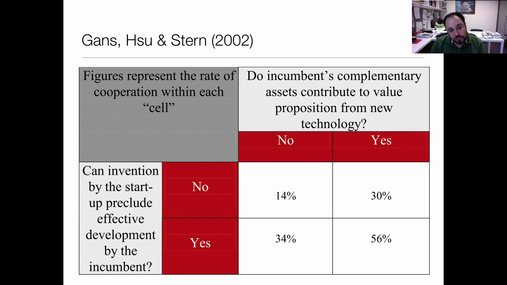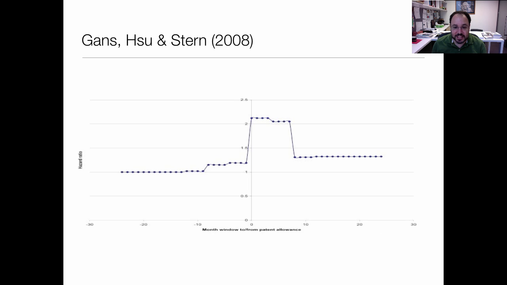You could also have a situation where we asked, can the invention by the startup preclude effective development by the incumbent? Now, there are a few ways in which that can occur, but the predominant means that we identified was, of course, patents. Because if you secure a patent, then the incumbent can't pursue the same idea anymore, at least not without your permission. And that led to also a very big bump in whether there was cooperation rather than competition among startup firms.